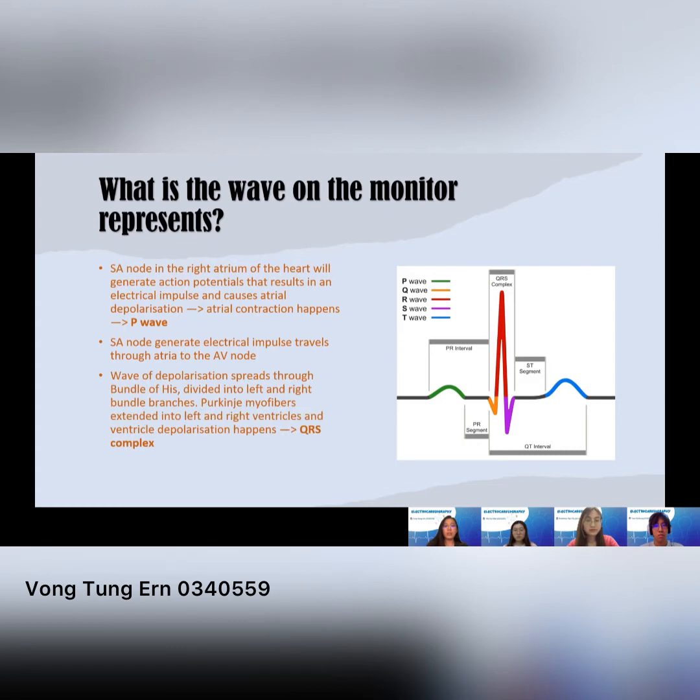After that, the SA node will generate an electrical impulse that travels through the atria to the atrioventricular node. The wave of depolarization then spreads down through the bundle of His, reaching the top of the septum. The bundle of His is divided into right and left bundle branches, and the Purkinje myofibers expand into the left and right ventricles, and ventricular depolarization happens, resulting in the QRS complex in the ECG. Then, the ventricles will relax in response to electrical repolarization and generate the T wave in the ECG.